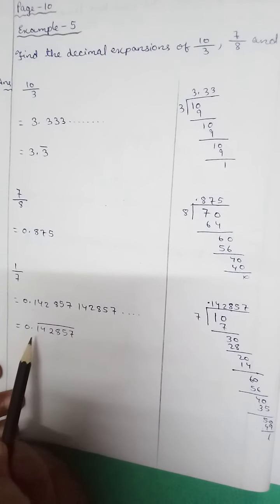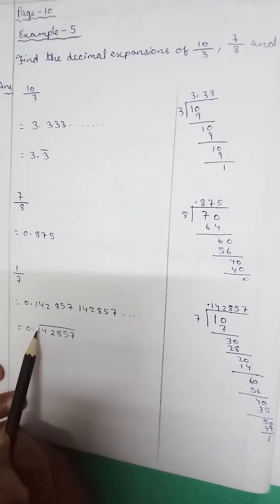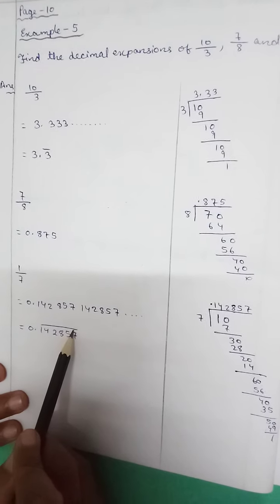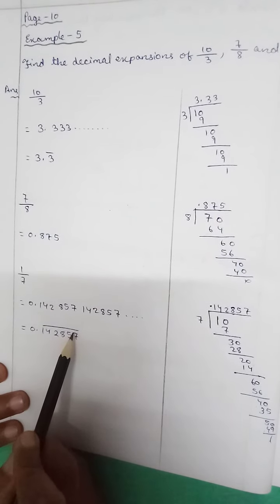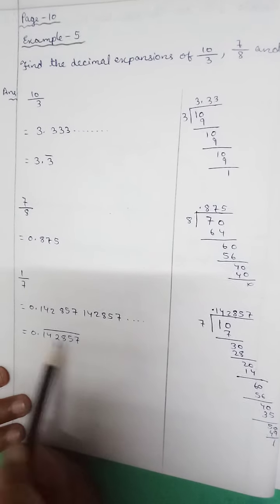So 0.142857, over 142857 you can put the bar. Remember that after the decimal only the bar is to come. So whichever group is repeated, over that you can put the bar.